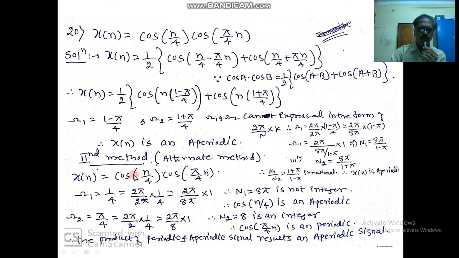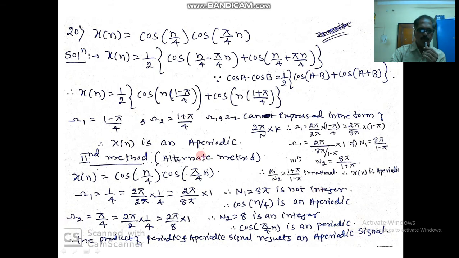Here, cos of omega n, where the omega value is 1 by 4. We can call this omega 1 by 4, expressed in the form of 2 pi by N into k. So what is the N value here? N value is 8 pi, from 2 pi by N into k. Here N1 is 8 pi, which is not an integer.